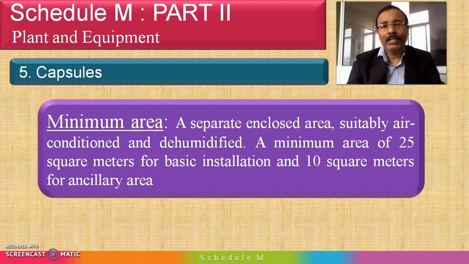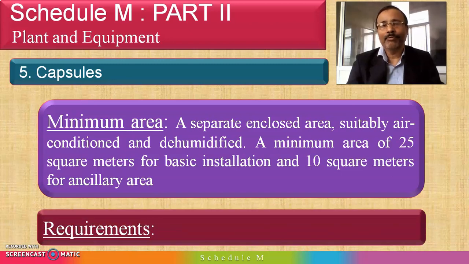And the minimum area required is 25 square meters for basic installation and 10 square meters for ancillary area, also called supporting area. Now check out the minimum equipment or machineries for capsule formulation. It requires electrical mixing and blending equipment, then capsule filling unit, capsule counter, weighing balance, which is very common, then disintegration test apparatus, and capsule polishing equipment, which polishes the capsule. So these are the minimum requirements for the capsule dosage form.